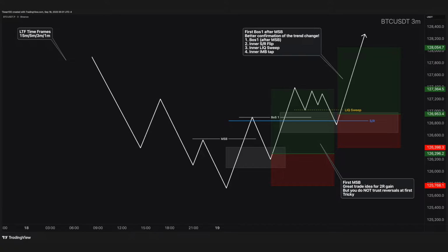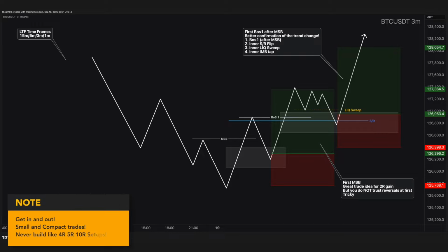Because when you see that first break of structure right after the market structure break, it gives you stronger confirmation of a true trend change or a real reversal. At this point, you already have at least 2 highs and 2 protected lows on the chart. And when you combine that with something like an inner support or resistance flip and a liquidity sweep with clean imbalances, the trade becomes extremely powerful. But still, the goal is always taking small and compact trades. Keep it to a maximum of 2 trades.